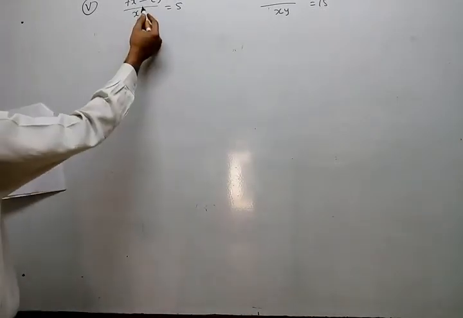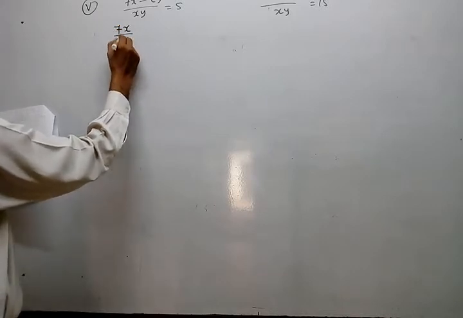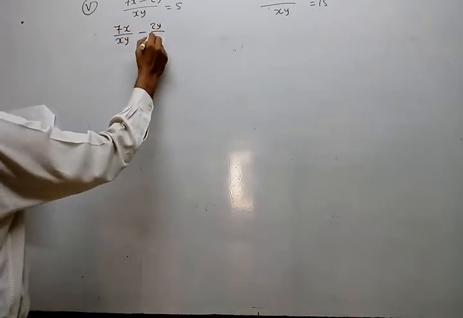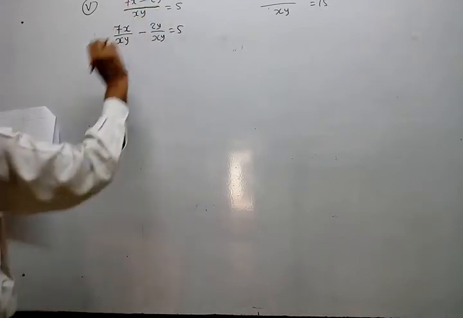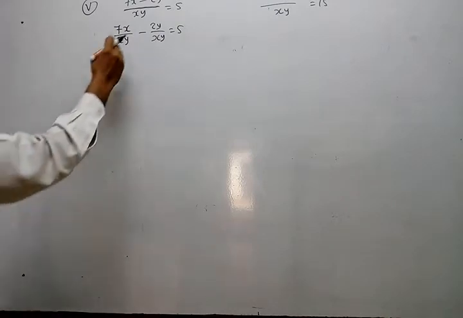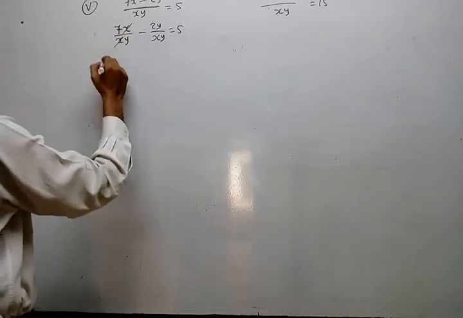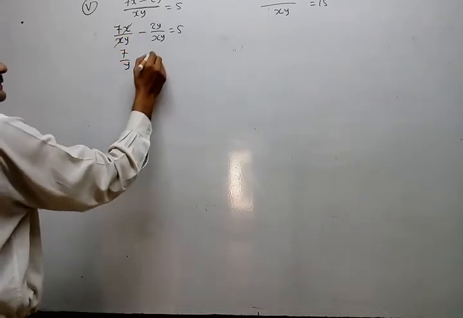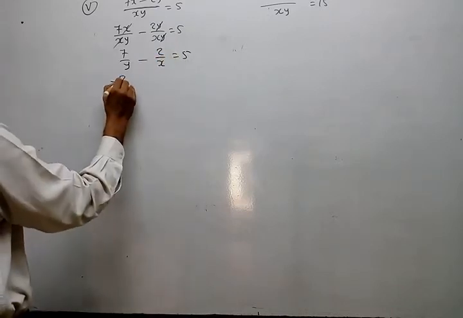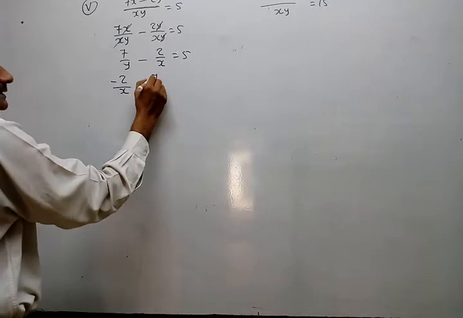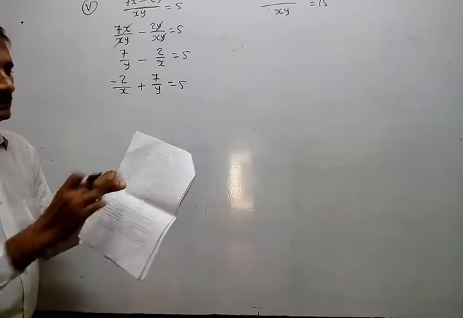Now, xy is given in the denominator, so just divide each term separately, the first term and the second term also. Instead of one long line, I separately divide both terms by the denominator. So now 7y upon y, the y cancels, and minus 2 upon x equal to 5. Just arrange: minus 2 upon x plus 7 upon y equal to 5. Now this becomes just like question number 1.